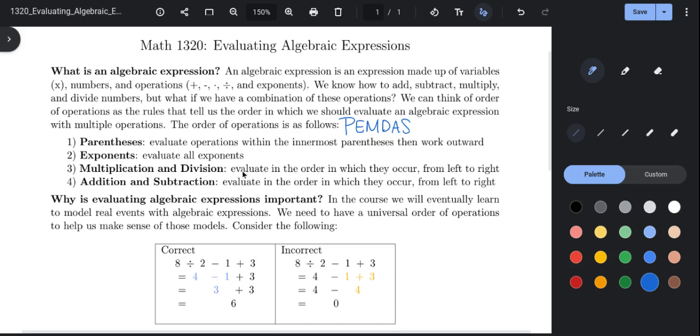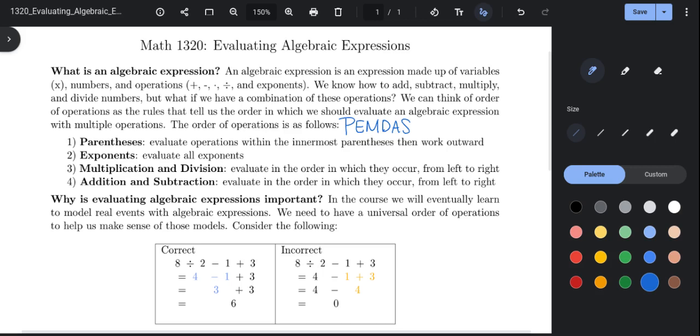Now this step and step 4, these are where the most problems arise. Because in PEMDAS, we think, oh, the M comes before D, so we're going to do multiplication before our division. But that is not always the case. When we're looking for multiplication and division, we're evaluating them in the order that they occur when we read it from left to right. So if division comes first, then I'm going to do that, and then the multiplication. Same thing with the addition and subtraction. We want to do it in the order that they appear from left to right.